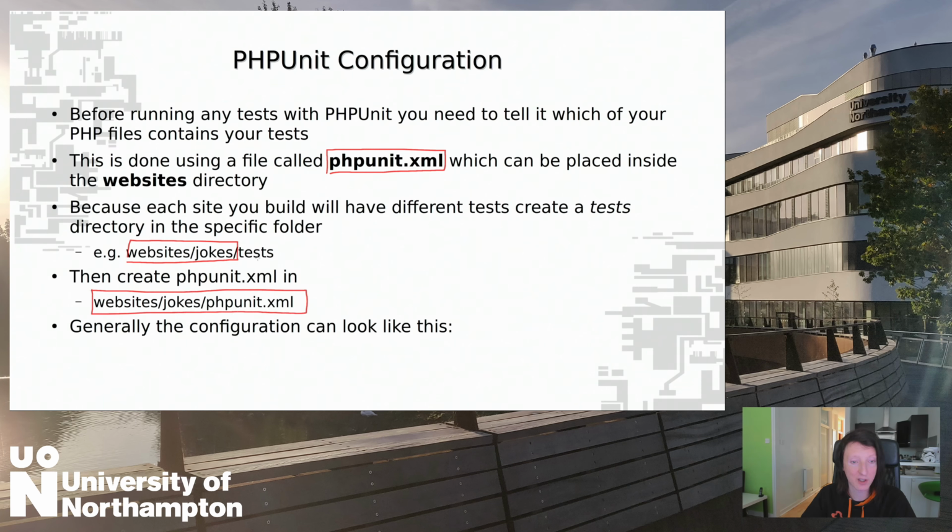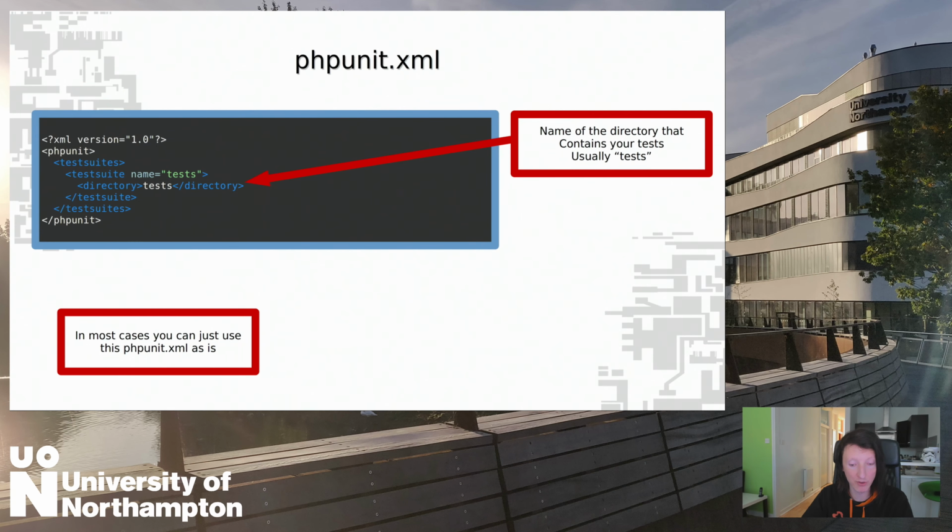And all of the test code is going to be in the directory called tests. So we'll have a new folder called tests in the jokes directory, which will contain all of our test code, and a file called phpunit.xml, which is the configuration file for PHPUnit. And you can generally just copy and paste this configuration file. There's not much here. All you really need is this line.